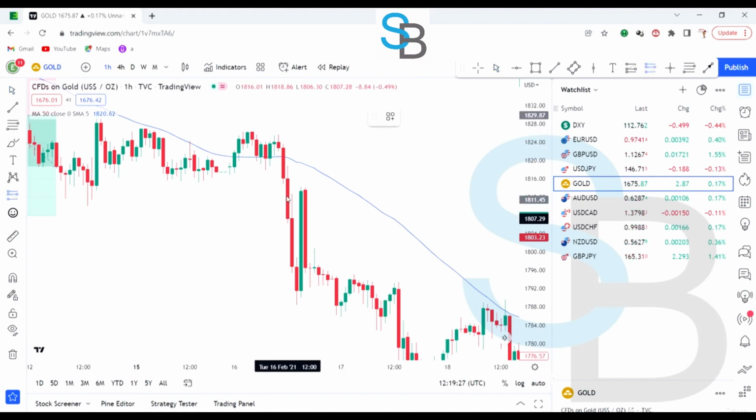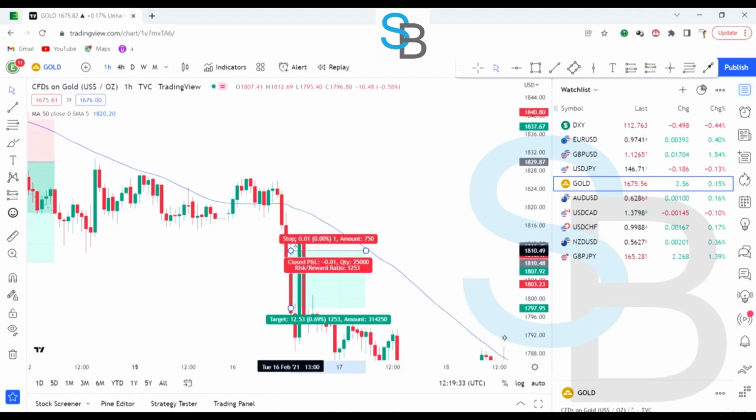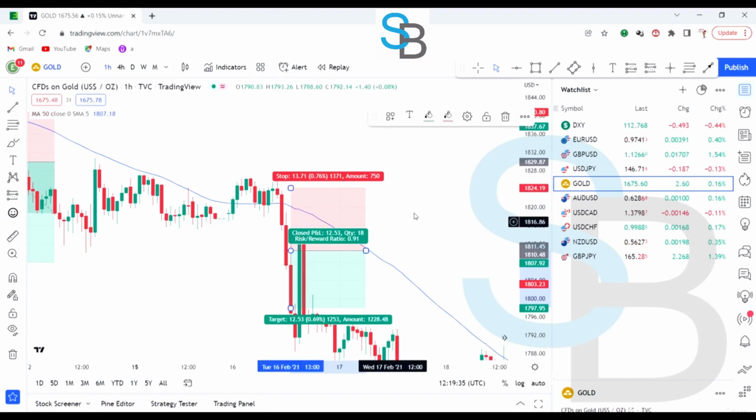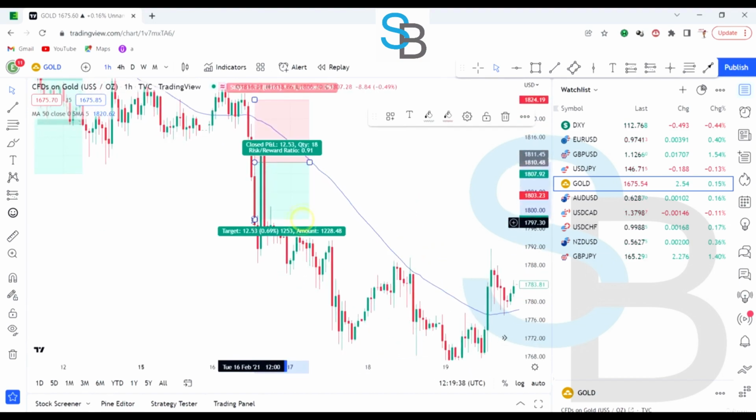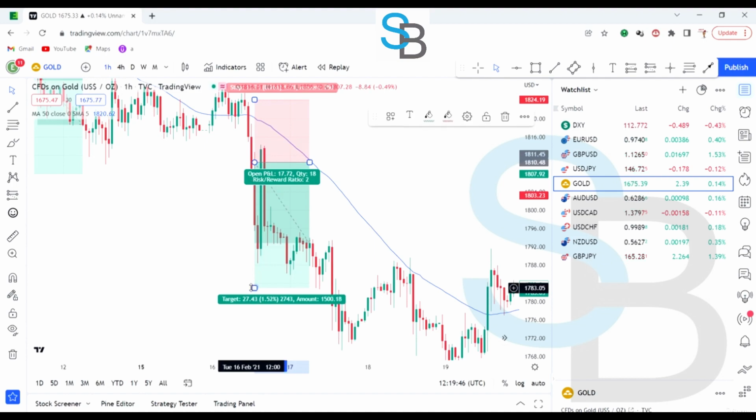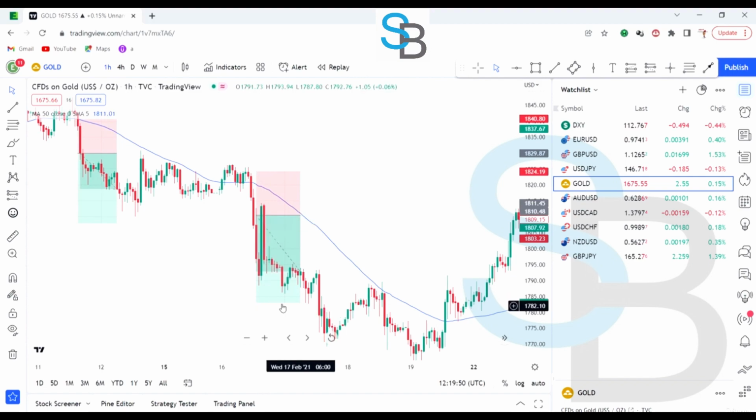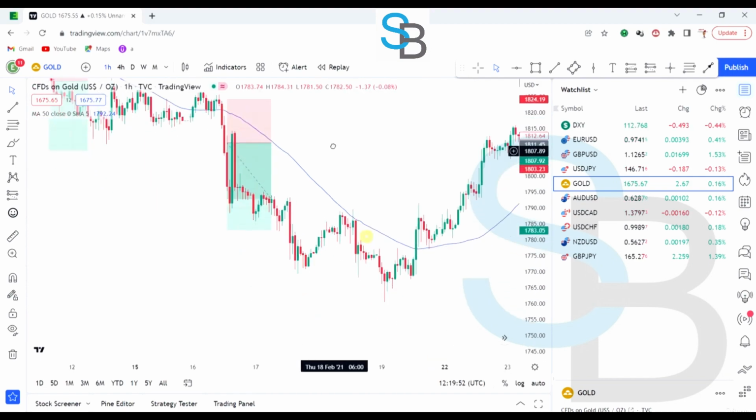Okay, so we now got an entry signal here to sell. So let's assume we got it here, and then the market started rallying, and then we just sold here, right? We put our stop loss here, and our take profit at 2R. Now this is 2R. So as you can see, the market came and hit our take profit, and we made another profit here.